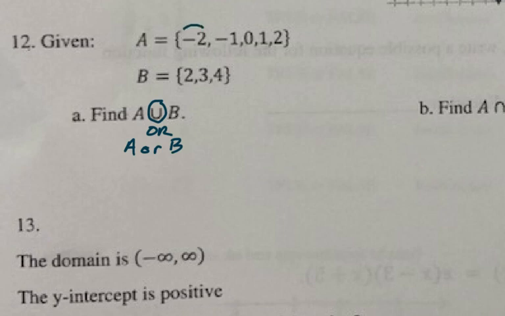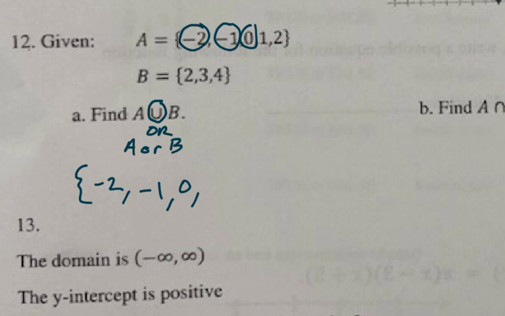So notice -2 is not in B, but it's in A, -1. And let's just make the set while we're at it. So we know we have -2. We know we have -1. So anything in A or anything in B, we just put together. 0 also is in A. 1 is also in A. 2 is in A. 2 is also in B. And notice B has 3 and 4. So that's your A or B.